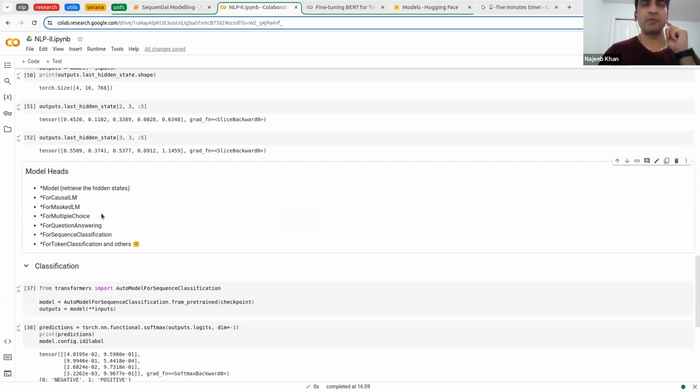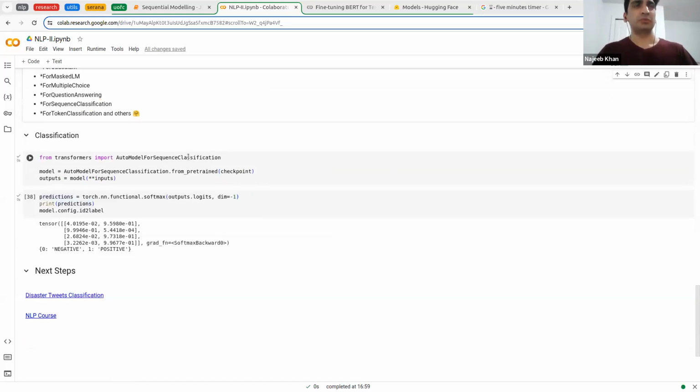If we include for causal LM, then this would do basically language generation. If we do for masked language model, then given a masked word, it will predict the masked word. You can make it solve multiple choice questions, so it can pick one of the five choices given some text. You can do question answering: if you import a model that's trained for question answering, as auto model for question answering, you can use that for question answering. And finally, you can do sequence classification or token classification.